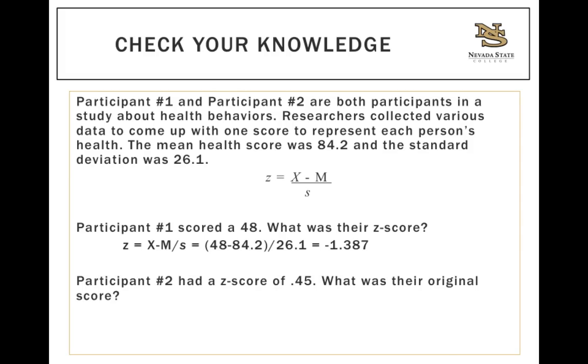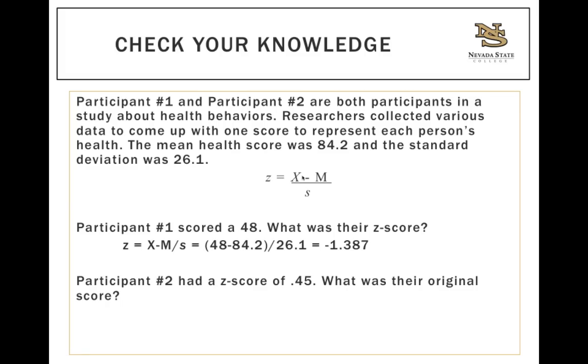Participant 2 has a z-score of 0.45. What is their original score on that health measure? So this is a little bit of a curveball, but I want you to see that if you have a z-score and you have a mean, which I gave you, and you have a standard deviation, which I gave you, you can solve for x. Oh, is this bringing back memories of algebra? So you just need to get x alone, and then that will give you their original score.